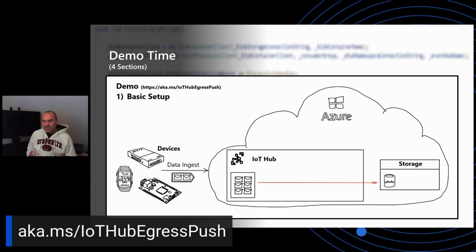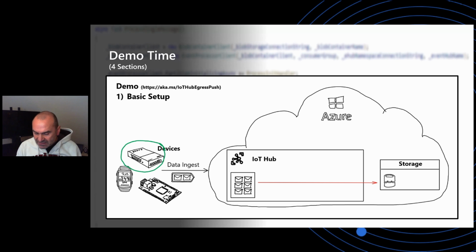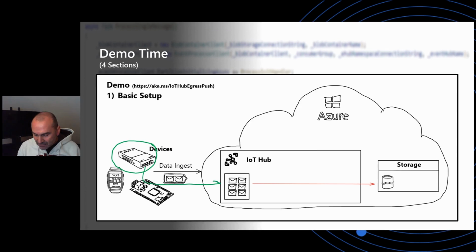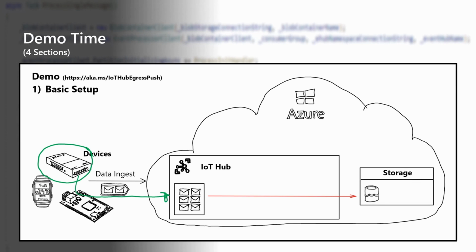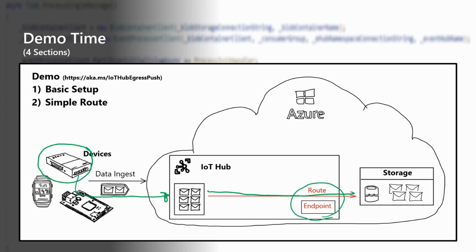But what I want to show here is really a basic setup where we will emulate a device. And this device will then send data to IoT Hub. And in the first example, we will implement a simple endpoint with a simple route to really send all the messages which are flying into this IoT Hub to a storage account. That is a super simple setup and the first example.